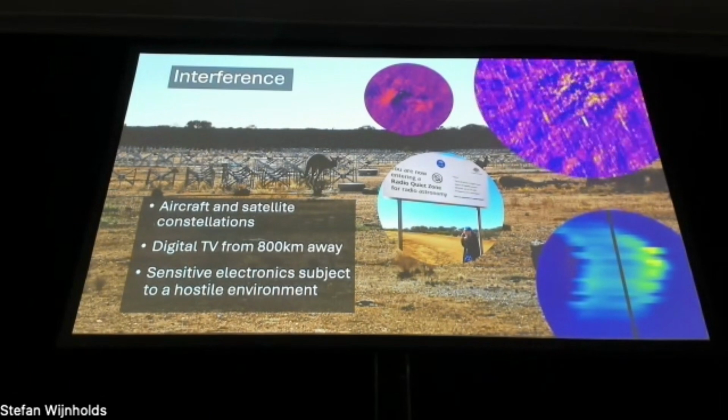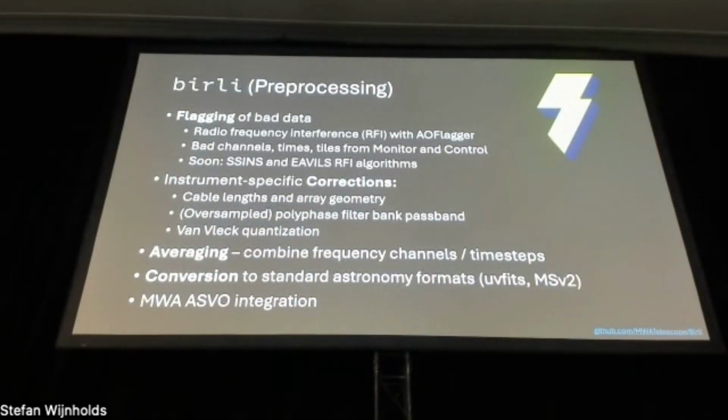We also have a bit of a hostile environment. So we have kangaroos and camels that like to go through some of the dipoles and knock them over or crush them. And there's all kinds of serious weather like lightning and so on. So that's why we made the next member, Birli, which does the pre-processing.